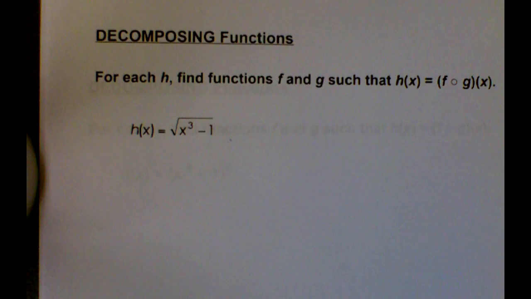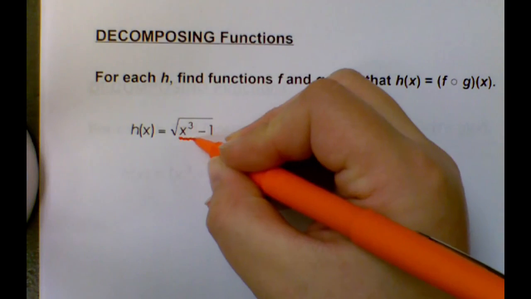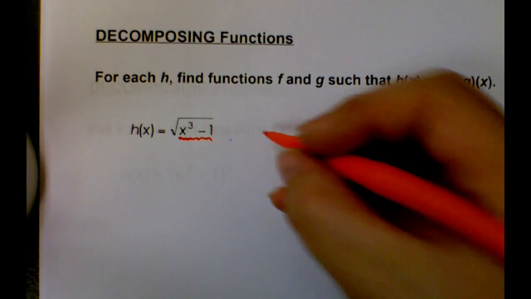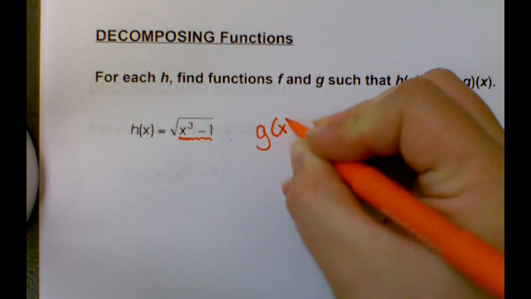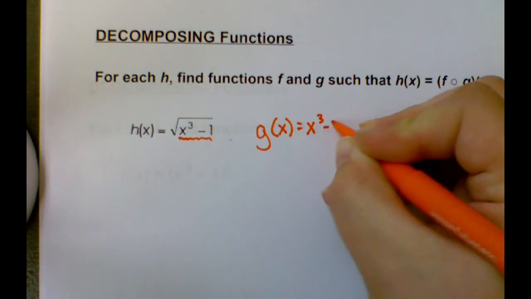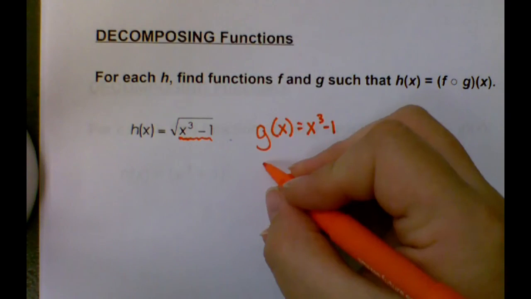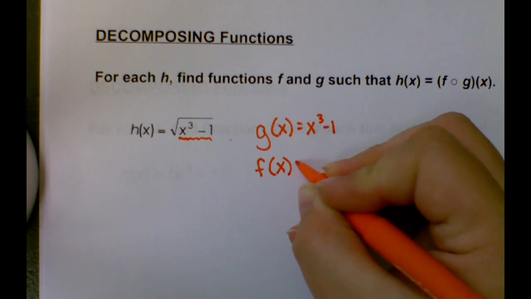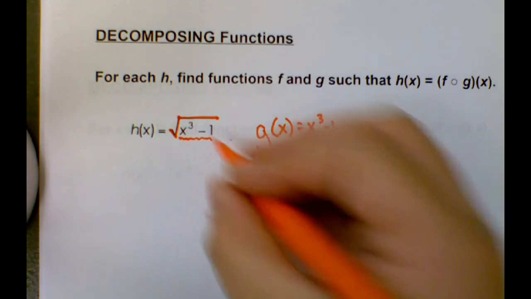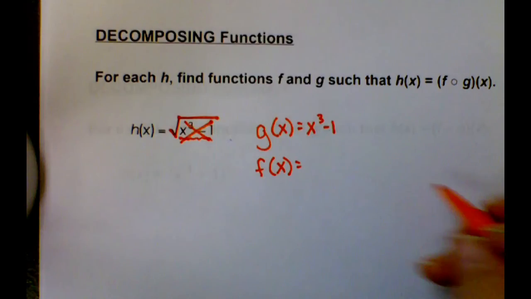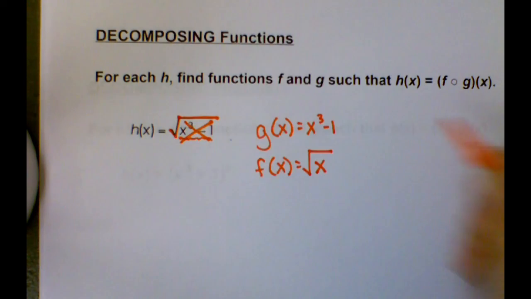All right, another one. We have the square root of x cubed minus 1. Well, my inner function, inside I see an x cubed minus 1, so let's make our inner function, g of x, equal to x cubed minus 1. My outer function then, what is left when I take that out, I got a square root and I'm going to replace it all with an x. I get the square root of x.